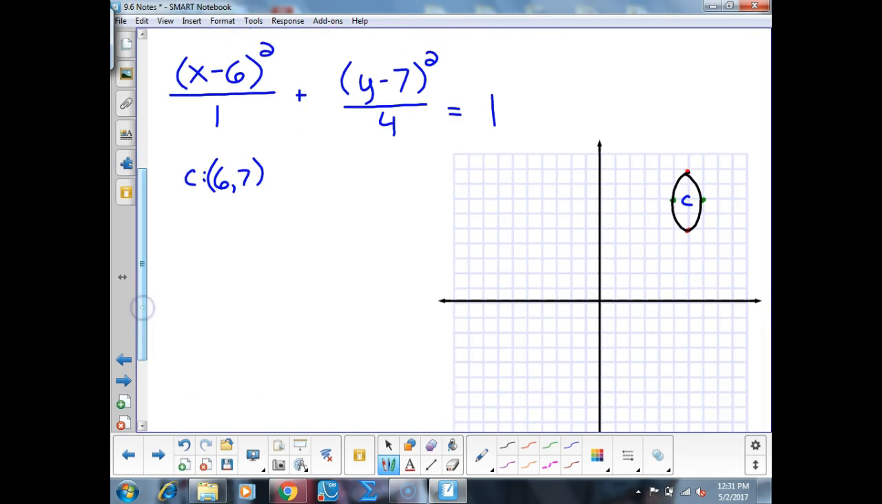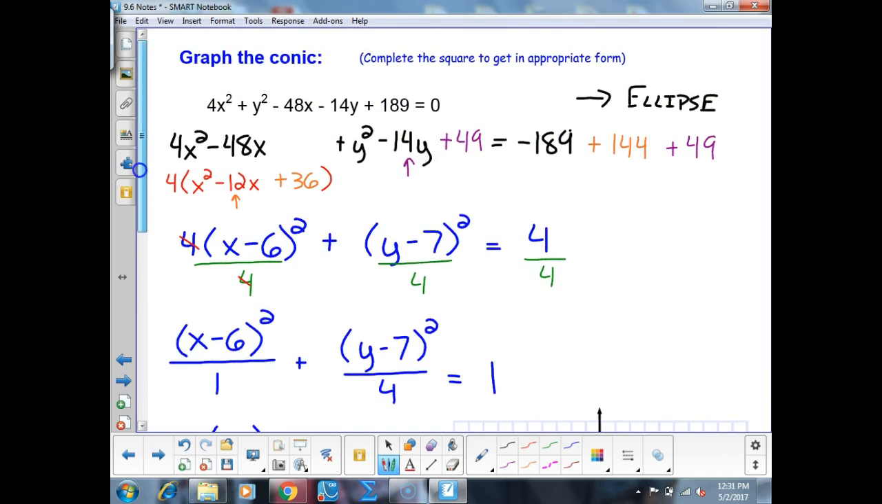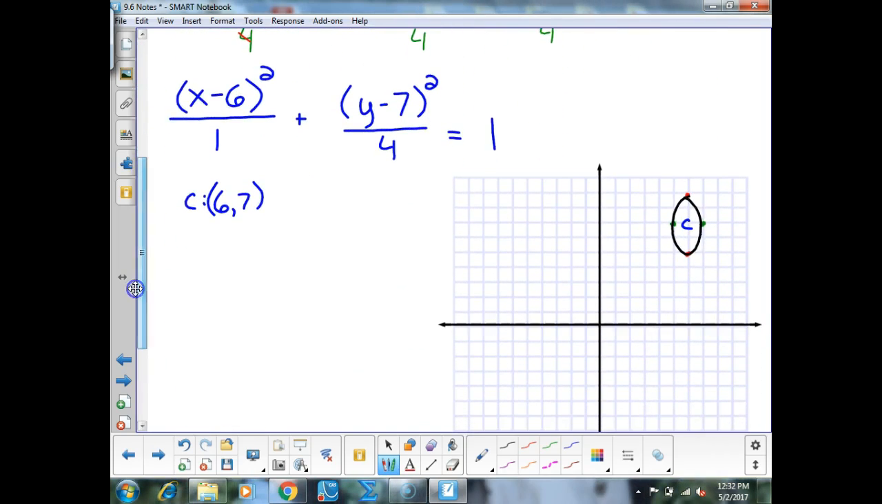Now, on Friday's quiz, you will have to do this process to get this equation, and then do everything from the ellipse chapter on an ellipse problem. So find the vertices, find the foci, find the center, find the length of the major axis, find the length of the minor axis, all that. Find A, find B, find C, all that stuff. But this one, it just said graph. Questions on that?